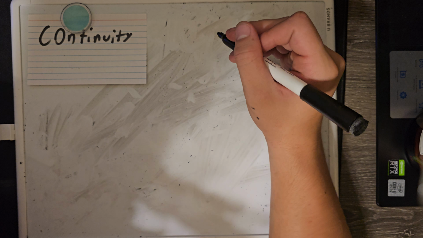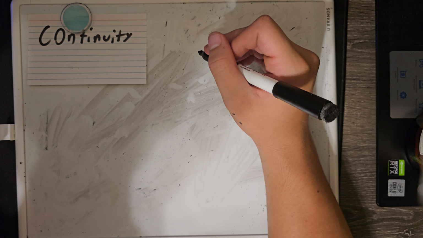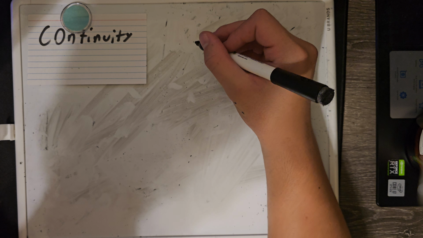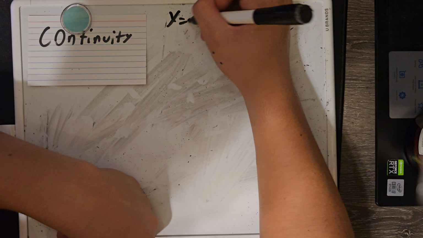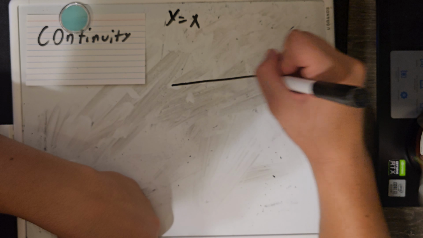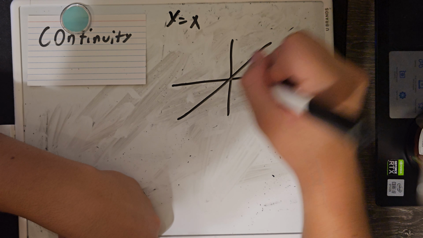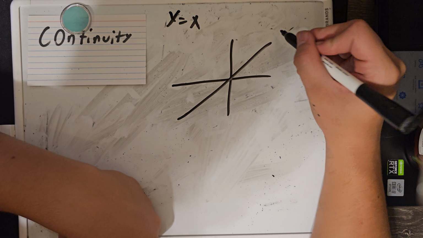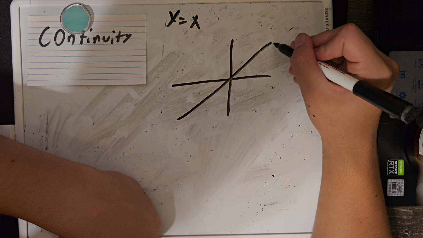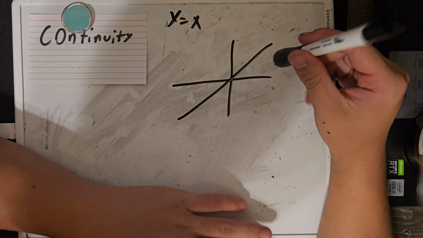So imagine there's a function. This function is plotted on the ground. For example, if we do y equals x, and we plot this function on the ground, you can walk across it. And there's no point where you have to step off the function.